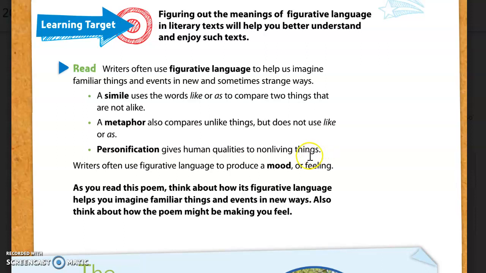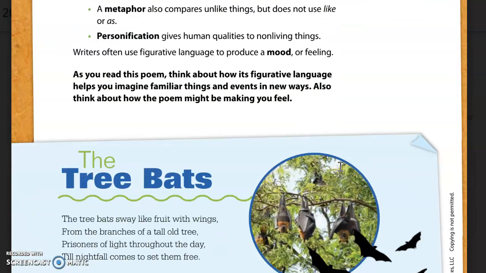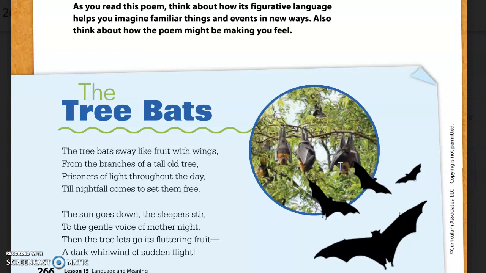So writers use figurative language to produce that mood, to make you feel some kind of way. It really is my favorite form of language. I love to play with it, and I like to try to come up with my own. And you guys were pretty good at that when we did our unit. So let's take a look and see what we can do with what we know now.